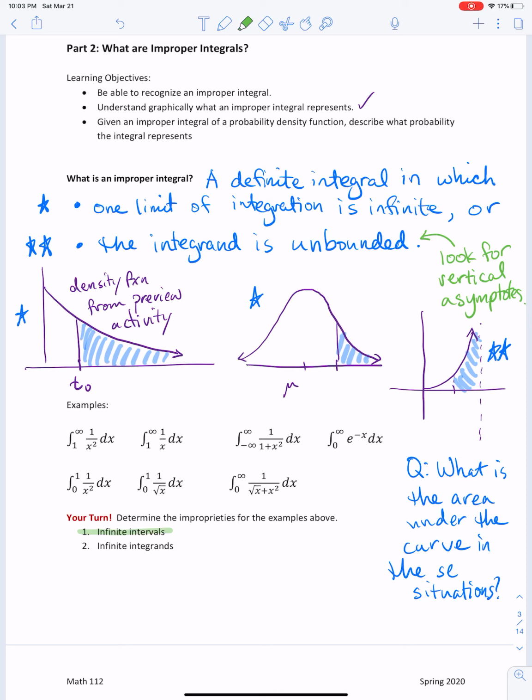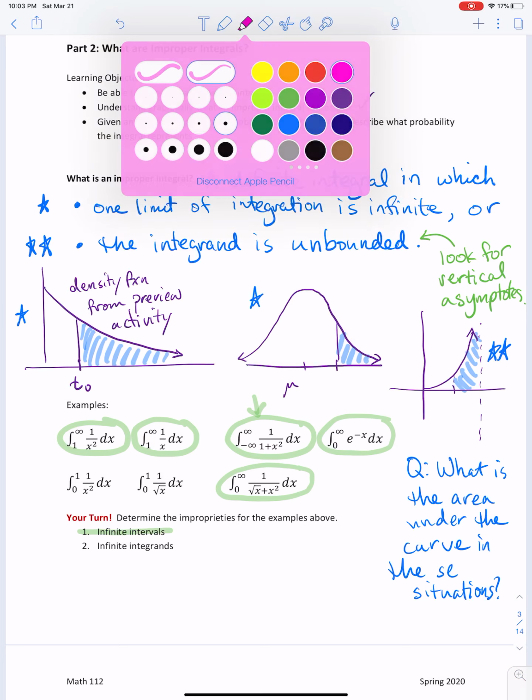So the first type of impropriety is an infinite interval of integration, and all of the ones I'm circling here, there were 5 integrals here that, as you can see, have either an infinity as the upper limit of integration or a negative infinity as the lower limit of integration. And notice this one here has, in fact, both limits infinite.